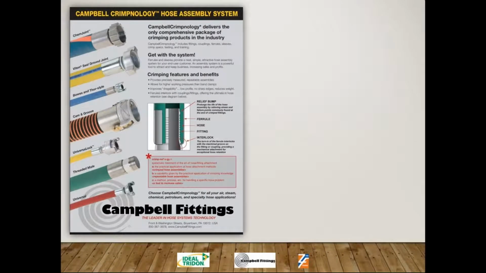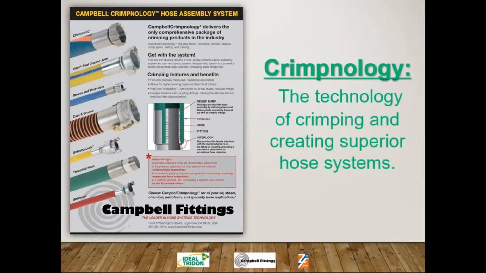So Campbell crimpnology. Campbell has developed a system for crimping industrial hoses with our fittings. Basically, been testing, engineering, coming up with these crimp specs and procedures for about 20 years now. And basically, it is the technology of crimping and creating superior hose systems. So when you use a Campbell fitting with its ferrule sleeve, you're getting a guaranteed result.